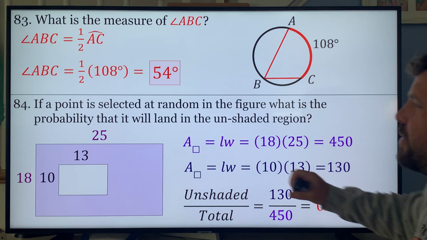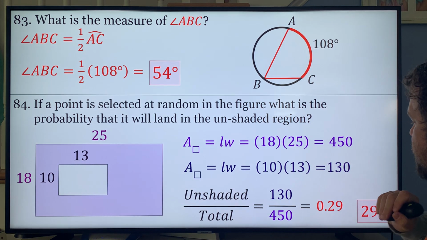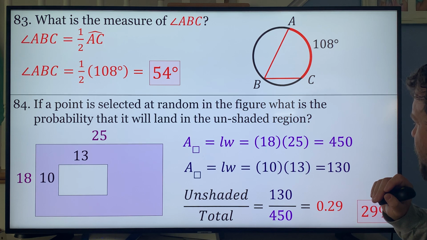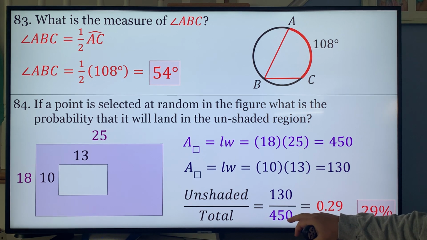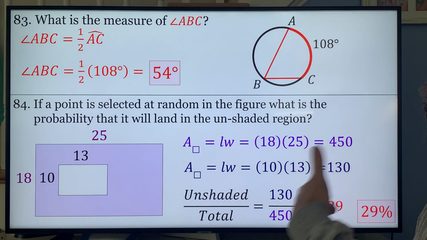If I ask for the probability of it landing in the shaded region, I would just do 450 minus 130, which is 320. 320 divided by 450, and that would equal 0.71 or 71%. All right, and the two should add up to it. Got it?